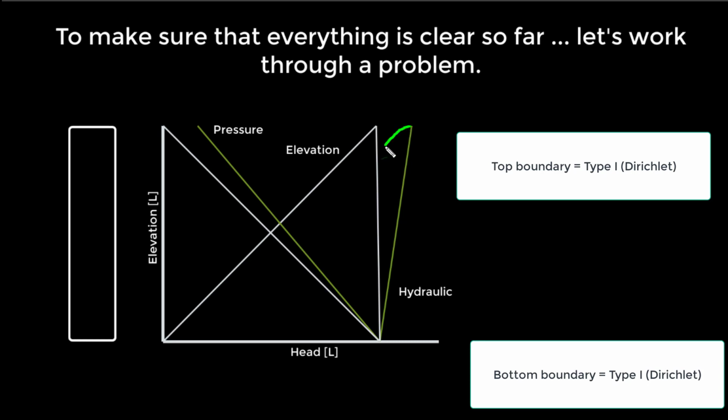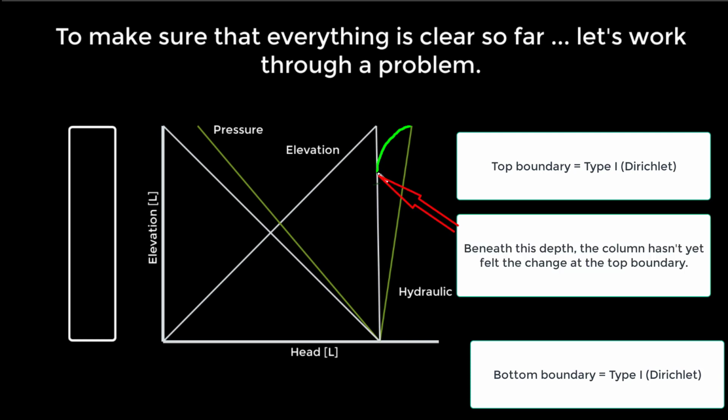The head changed at the top boundary immediately, and it has to transition from that top boundary where the head is fixed down to meet the initial steady state profile. The universe, through us, has applied a constant type 1 boundary condition, a high head at the top, and the column responds by changing the gradient within the system in response to that head. At this point in time, the column has not felt any response below this depth. It does not know that there's a transient above it.